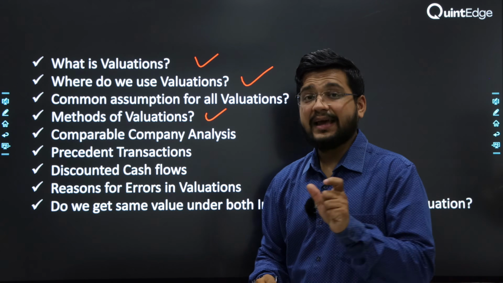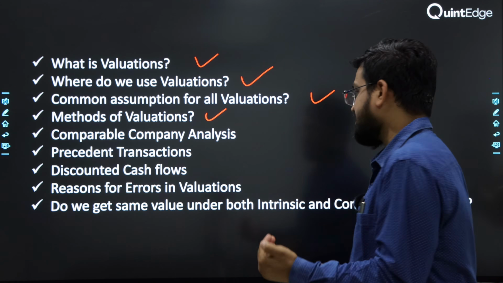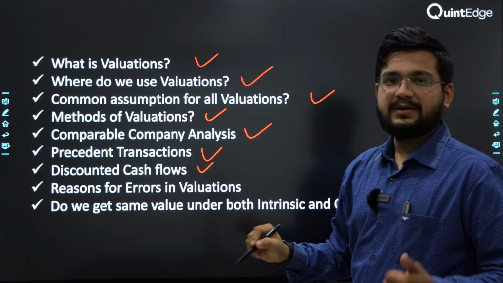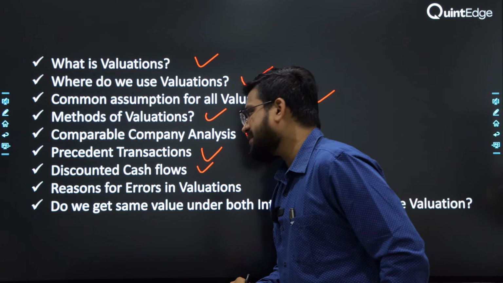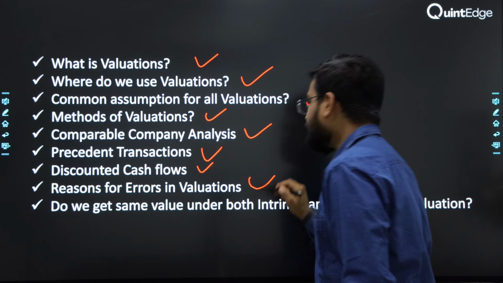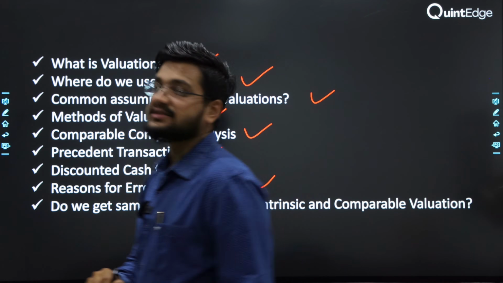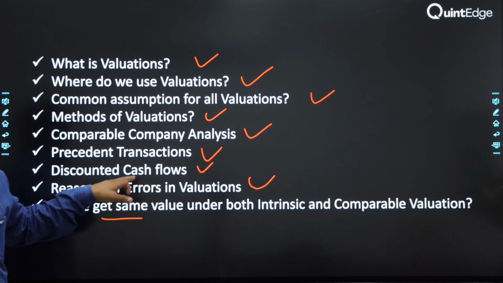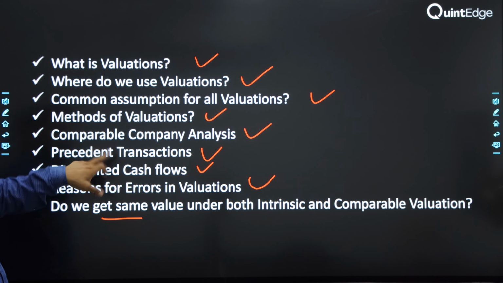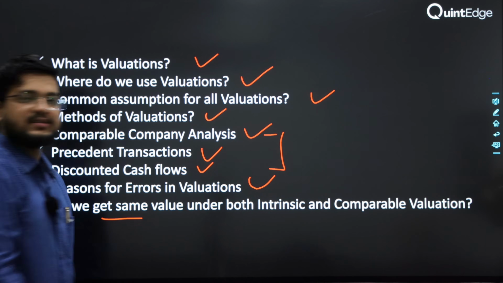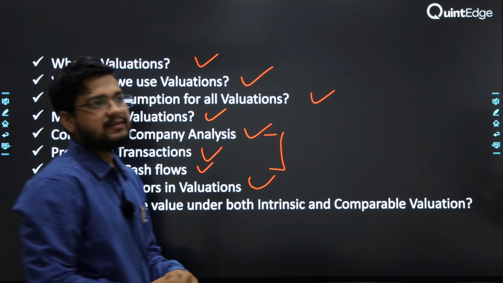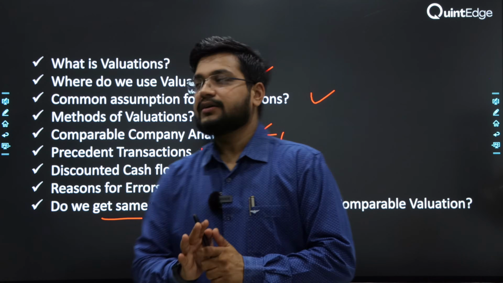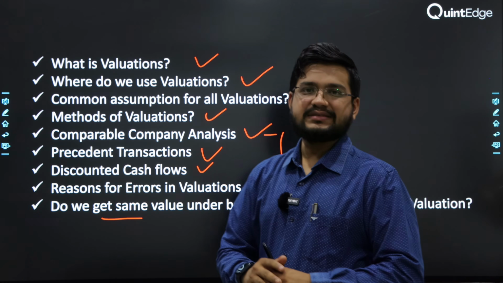Then there will be in-depth Excel exercises for various valuation methods: DCF, precedent transaction analysis and comparable company analysis. And then reasons for errors in valuation, we'll discuss this in detail. And then in the end, do we get the same value across all three methods? We are going to discuss this and how they are interconnected with each other. So it's going to be a series of roughly 15 to 20 hours. So let us start with the series.